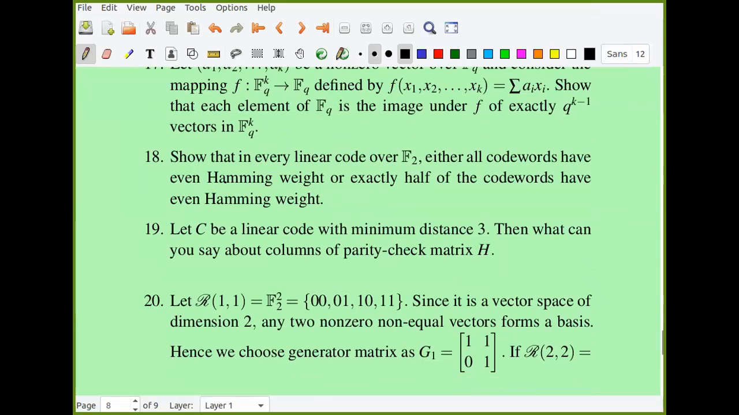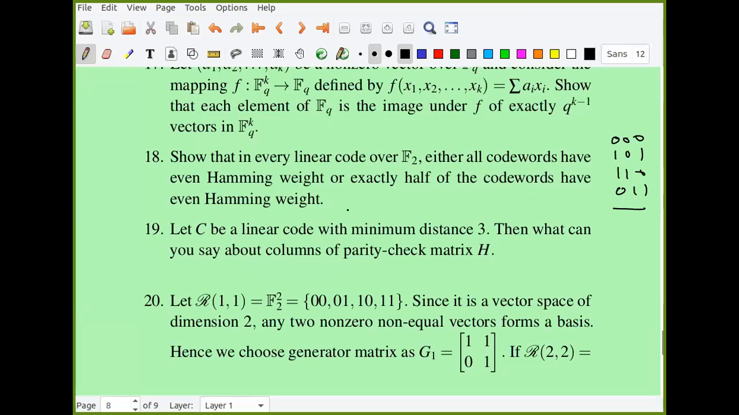Is this question clear? Yes, sir. What is it that I am saying? If you take a linear code over F2, then all code words may have even Hamming weight. For example, 0 0 0, 1 0 1, 1 1 0, 0 1 1. It is a code and all are even weight. All of them being even weight is possible. If not, then half of the code words are of even weight. That we need to prove, right?